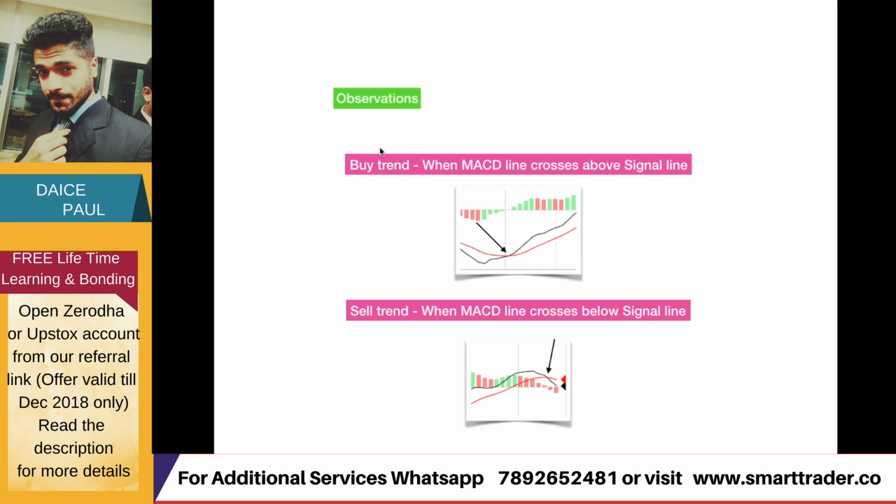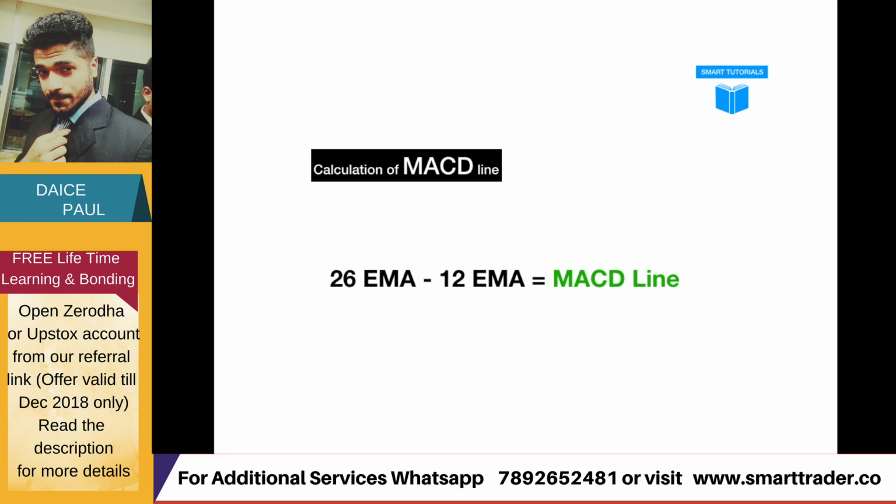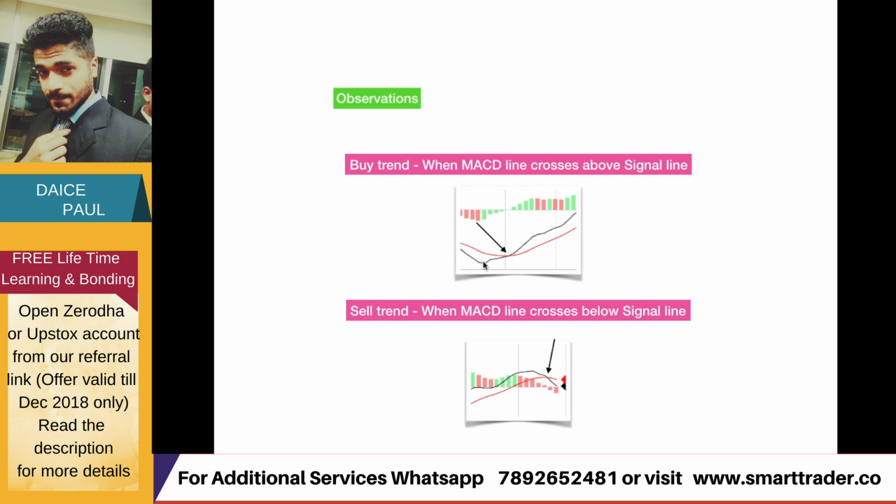Now let me say the observation which you need to do. They always say that a buy trend is when the MACD line, that is the black line, which you see now over here, crosses above the signal line. The red was the signal line, 9 EMA, and this is nothing but the MACD line which we calculated. I showed you the calculation, right? This is the MACD line calculated by 26 minus 12. So when this black line crosses above, it's a buy trend. Traders all over the world consider it a buy trigger.